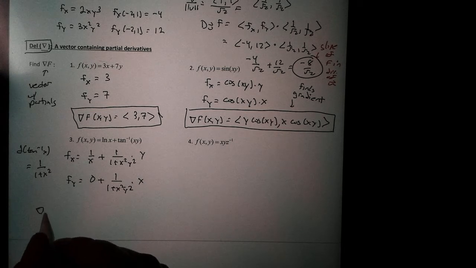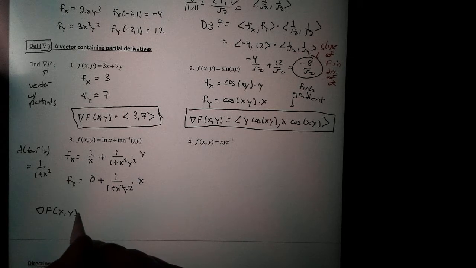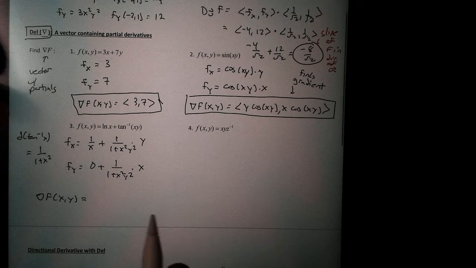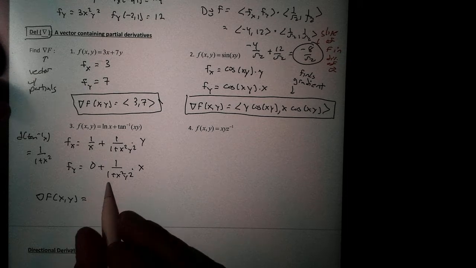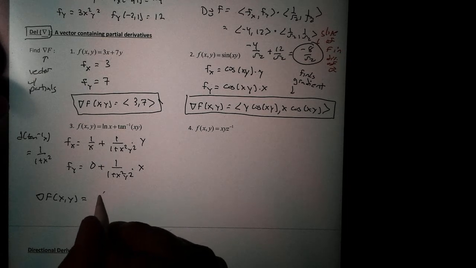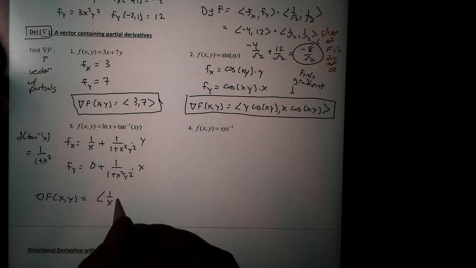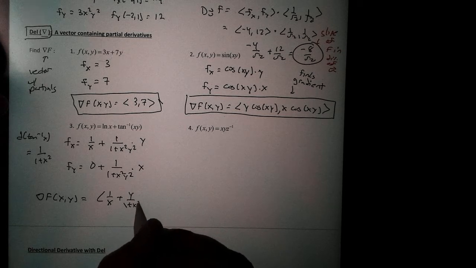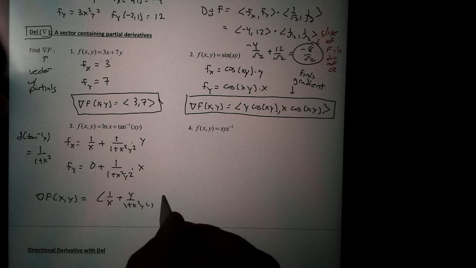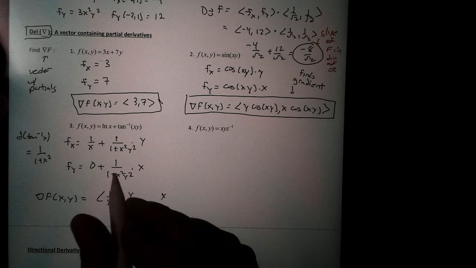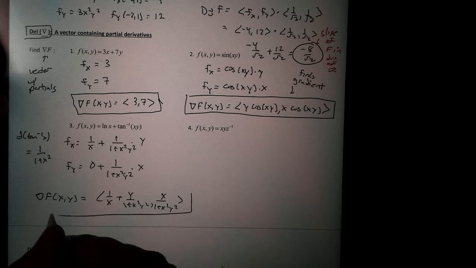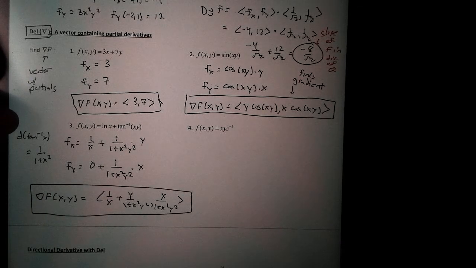So my del, or you can say it's a del, you know, like the singer, we're going to get the vector 1 over x plus y over 1 plus x squared y squared, comma, x over 1 plus x squared y squared. And there's our del operator right there. Not too bad to do.